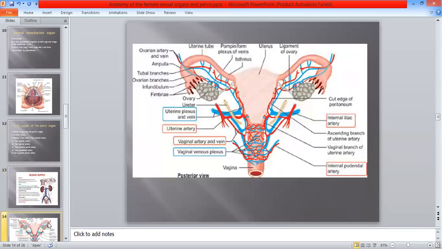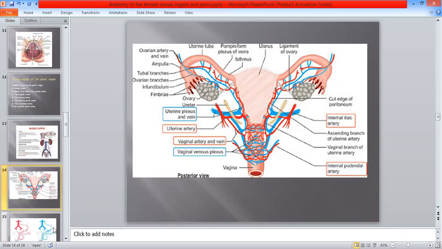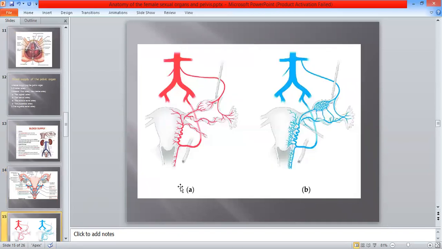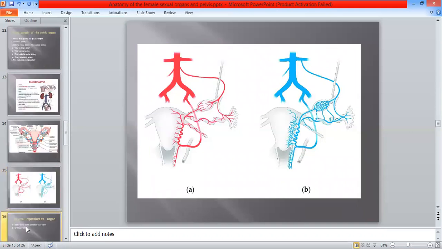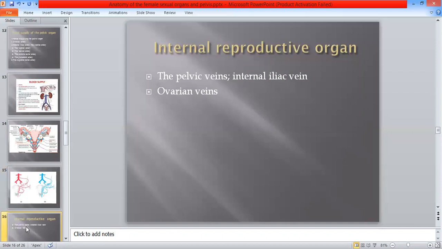The second picture is also showing in detail the blood supply to the ovaries, fallopian tube, uterus, cervix and vagina, showing the blood supply and the drainage. Mostly the venous drainage is to the ovarian vein and the internal iliac vein.